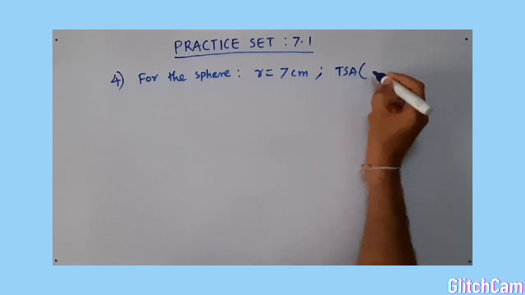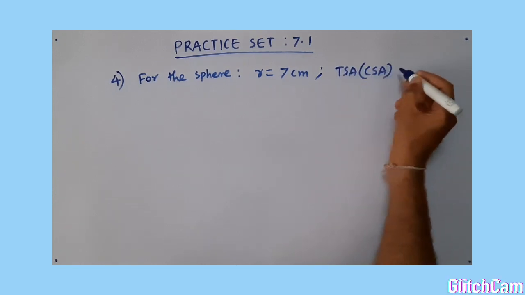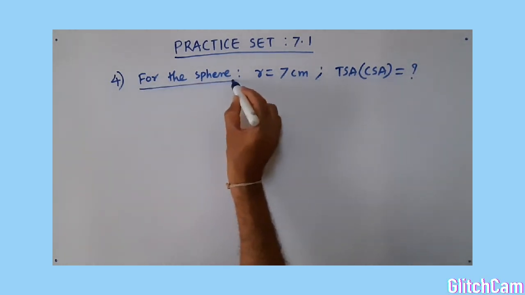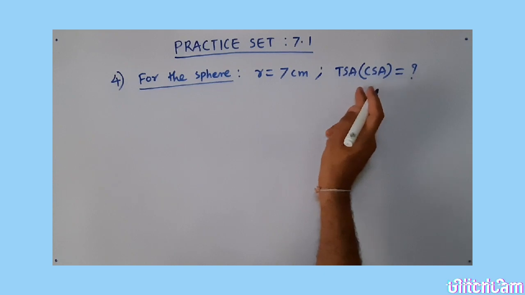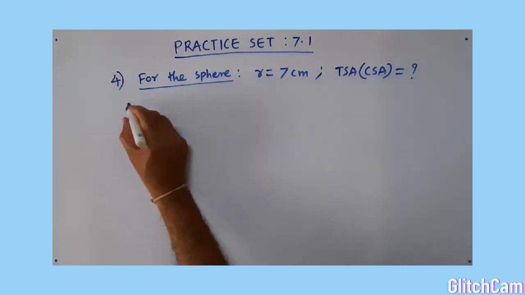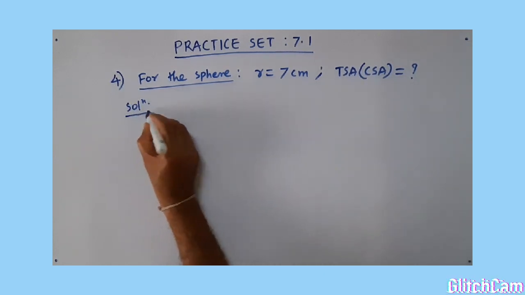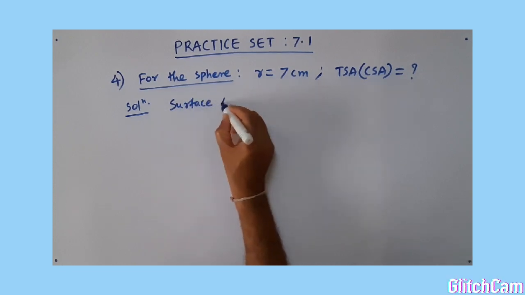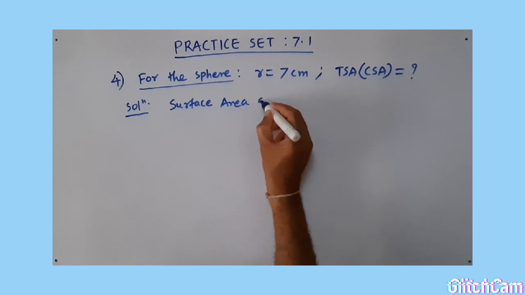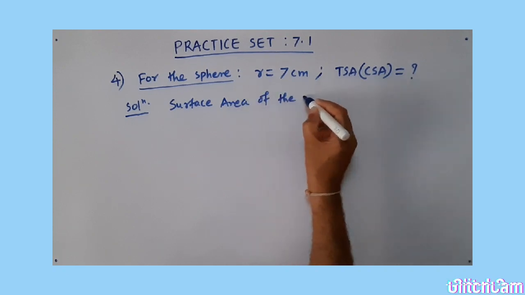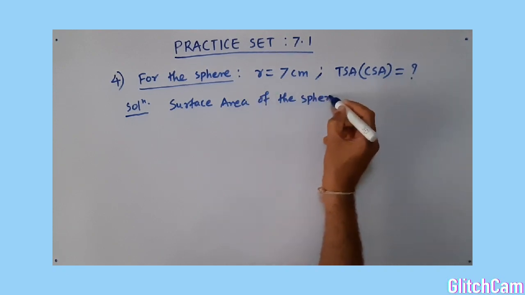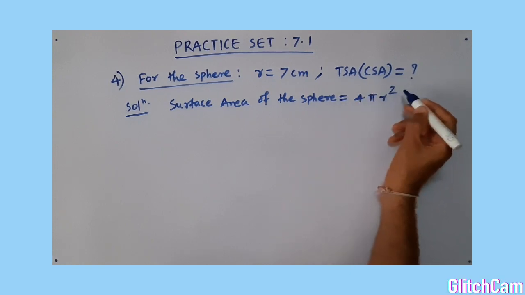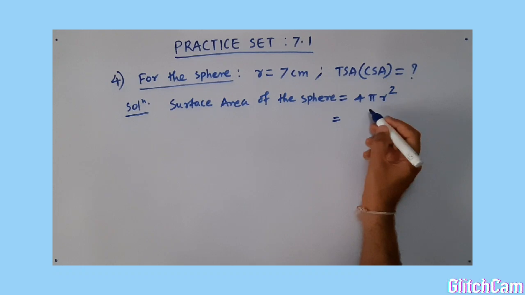Either you say total surface area or curved surface area, it is one and the same for a sphere, as I specified when I explained the formula. Now what is the formula of TSA or surface area of the sphere? In the solution we'll write: surface area of the sphere is equal to, what is the formula? Please recall. It is 4 pi r square. Okay, simply put the values now.